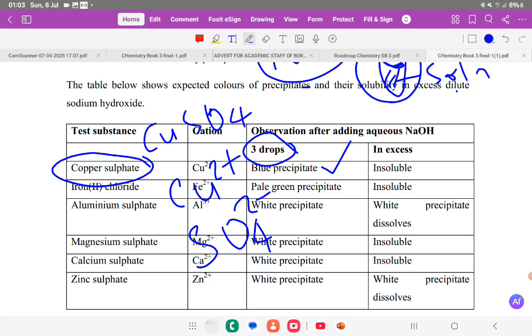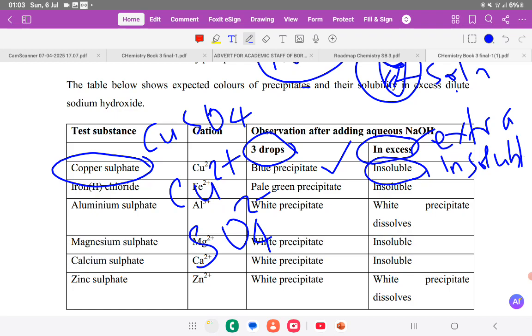Okay, now if you add additional sodium hydroxide, which is in excess, meaning extra, the blue precipitate still remains there, it is insoluble. In other words, it's not going to dissolve, it will remain there. So the presence of the blue precipitate is testimony that there are copper ions in the solution. As simple as that.